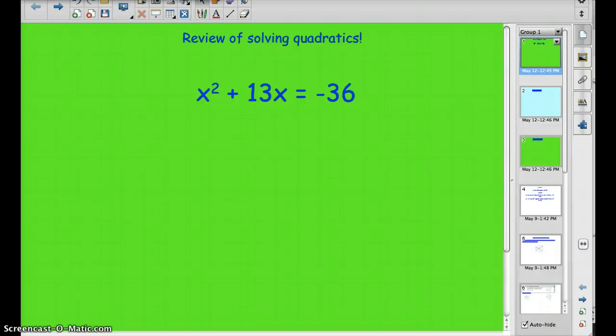Hello, geometry students. We're going to start just a quick review of solving quadratics.